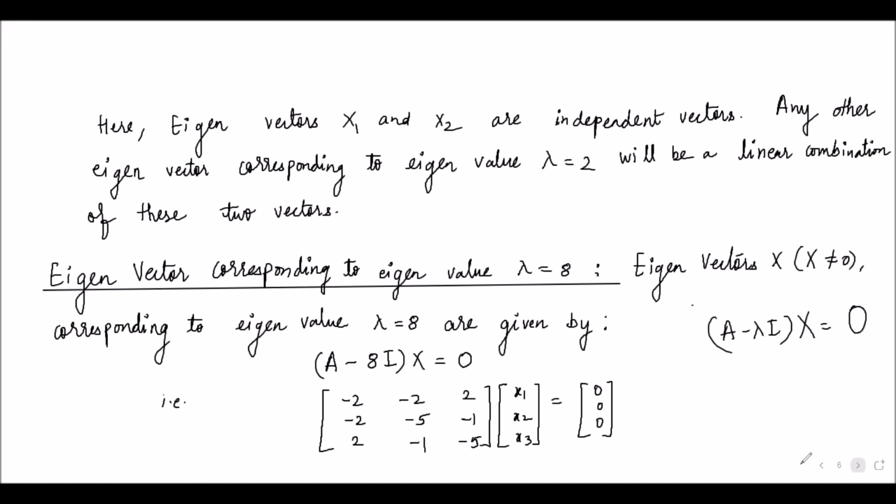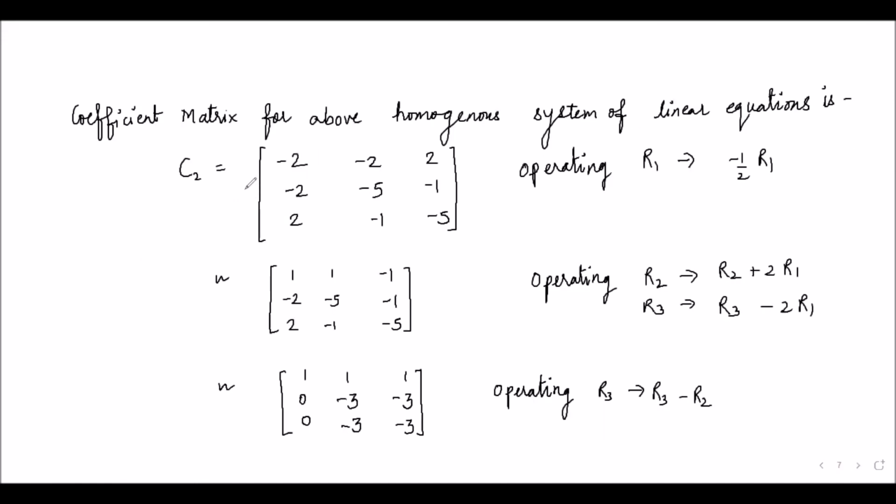If I consider its coefficient matrix, we are denoting the coefficient matrix now as C2. So this is the coefficient matrix for this homogeneous system of linear equations. We will be reducing it to echelon form so that we can find out its rank and the reduced system of linear equations. So we have applied a sequence of elementary row transformations and we have reduced C2 to row echelon form.